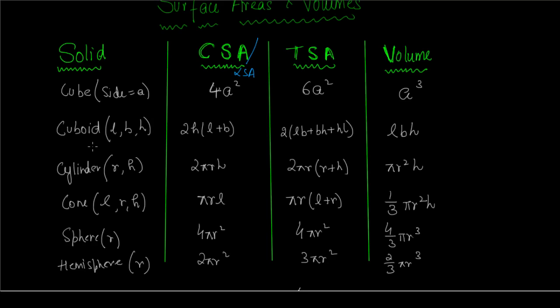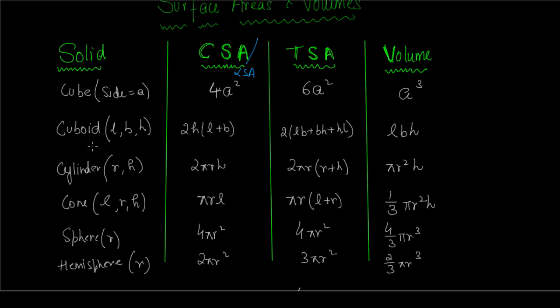Now, you basically have 4 walls, and the area of each wall would be L into B if it were a rectangle. But here, it's not a rectangle. There are different dimensions. So 2 will be length into height and 2 will be breadth into height. That is, two areas of length into height and two of breadth into height.